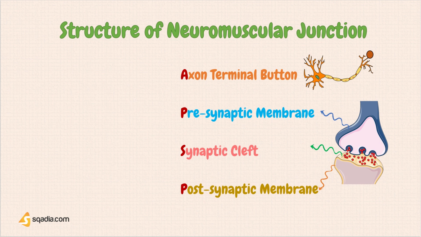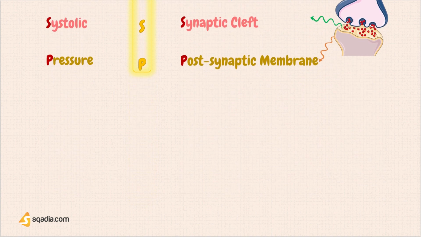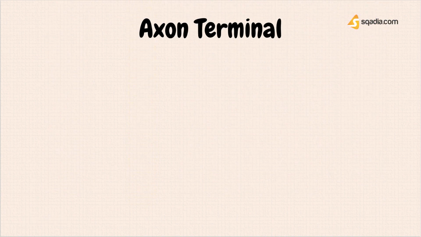Now, to memorize these structures, you can use the mnemonic "assistive peak systolic pressure," or APSP. Now, let us dive deeper into the anatomy of the neuromuscular junction. The first structure which we are going to discuss in detail is the axon terminal.